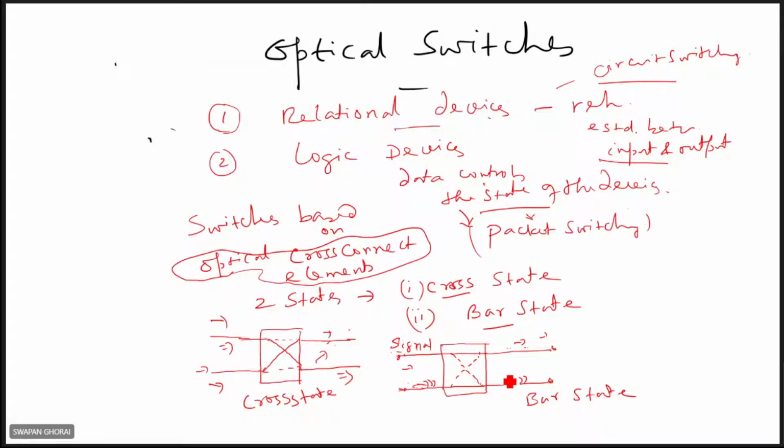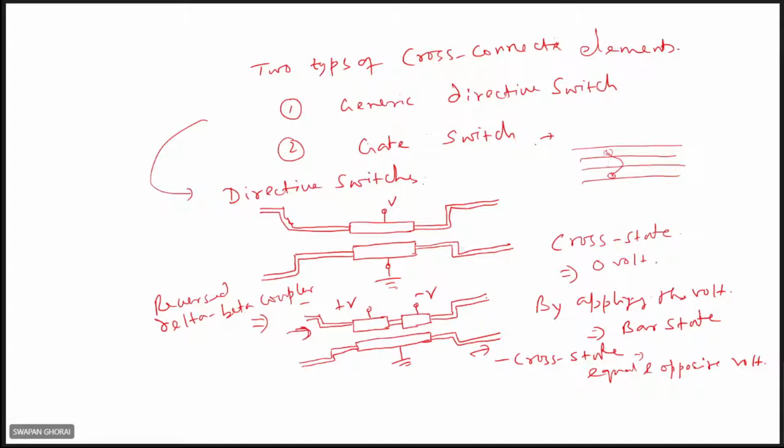Based on these things, there can be two types of cross-connect switches: generic directive switches, or gate switches. One example is this directive switch. In this case, there are two waveguides separated with some interaction length, and two electrodes are placed on the two waveguides. This is something like a directional coupler.